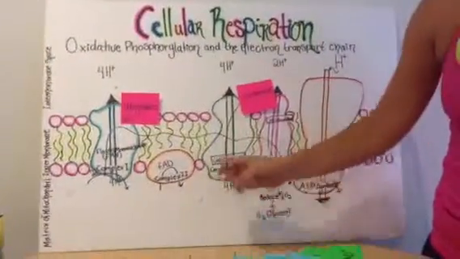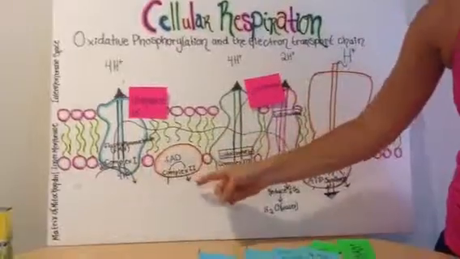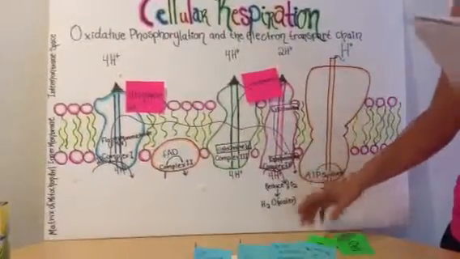We begin here with the 4 protein complexes that are embedded: Complex 1, Complex 2, Complex 3, and Complex 4.